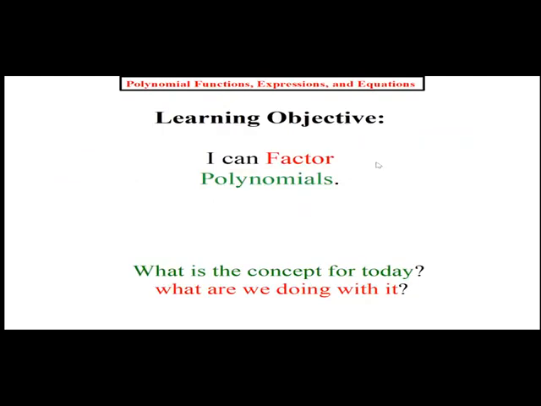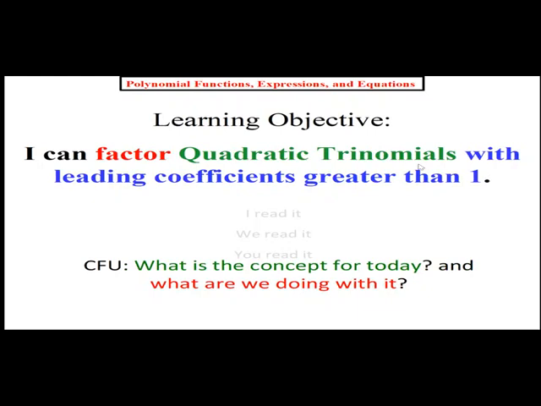So our objective, don't copy this, but we're still on factoring polynomials. Is that correct? I can factor polynomials. Okay. But today, specifically, I'm going to change the objective because we're going to focus now a little bit more on trinomials. That's why our objective for today: I can factor quadratic trinomials. However, what are we doing? We're looking at some that have leading coefficients greater than 1. So copy everything except the blue. So I can factor quadratic trinomials. And then open up a Frayer model, please, for quadratic trinomials.